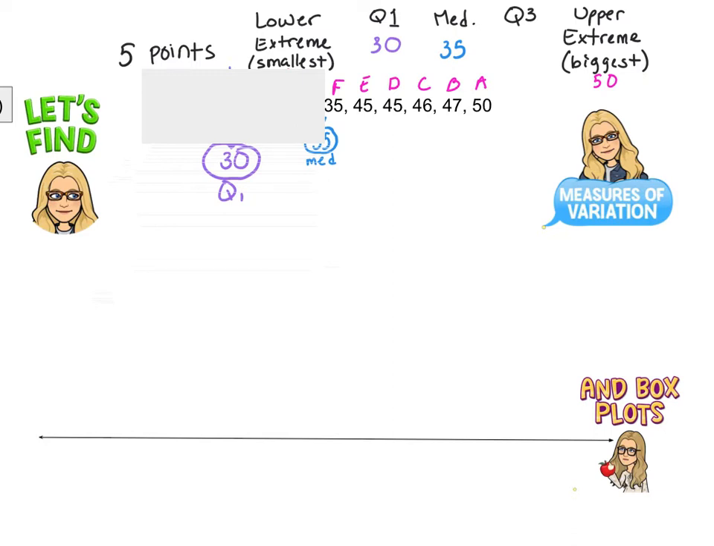So I already have A. I'm going to write an A over here. B, B, C, C, and just as I predicted, the middle of the C and D will be my quartile 3 number. It's the median of the upper half of the data. And between 45 and 46, well, I might have to add those together and divide by 2 to find the middle of them. So I'm going to do that over on the side here. And then I'm going ahead and divide 91 by 2.